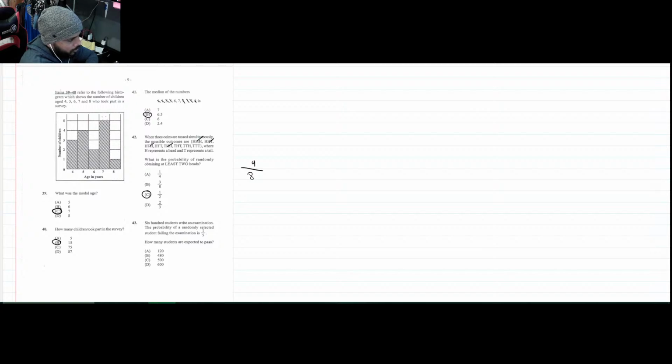600 students write an exam. The probability of a randomly selected student failing the exam is 1/5. How many students are expected to pass? 4/5 of them are expected to pass. So 4/5 of 600. 5 into 60 is 12. That is 480. 480 are expected to pass.